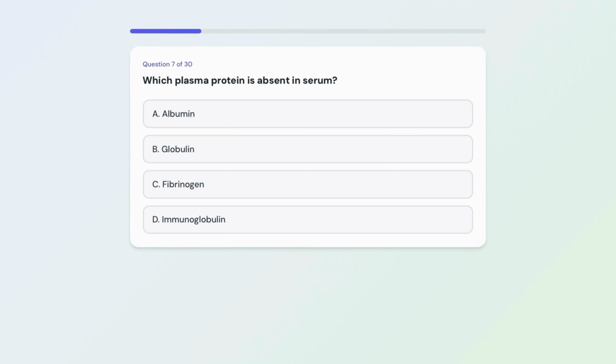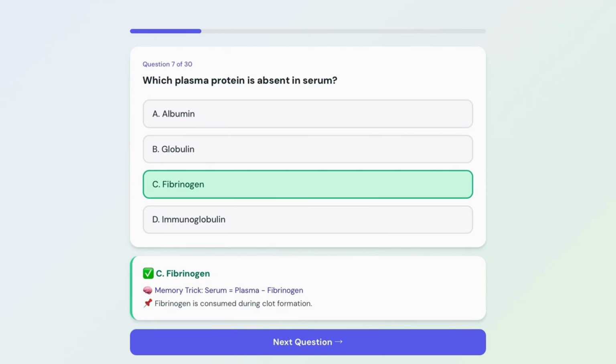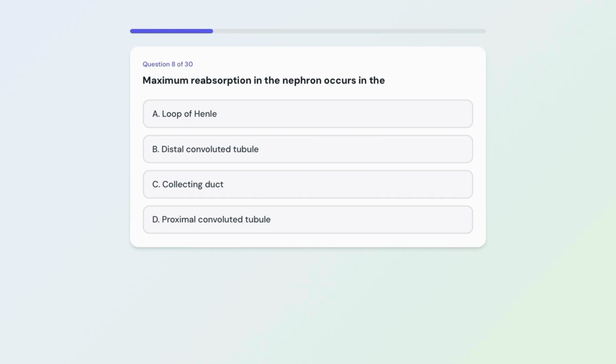Which plasma protein is absent in serum? Fibrinogen. Maximum reabsorption in the nephron occurs in the loop of Henle, DCT, collecting duct, PCT. PCT, it's proximal and it's the primary. It's not primary, but that's how I like to remember it.